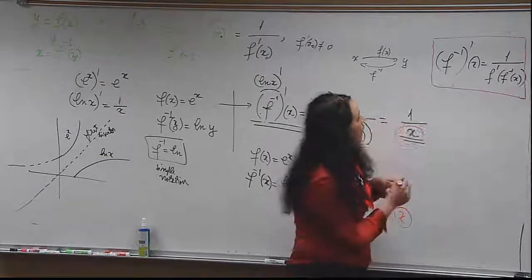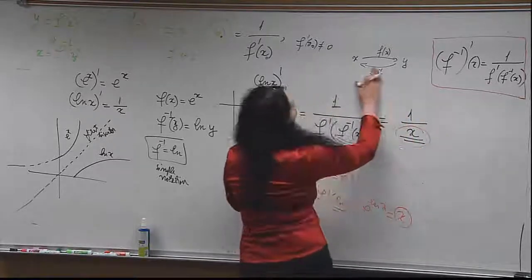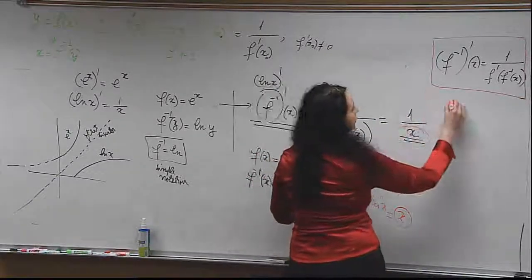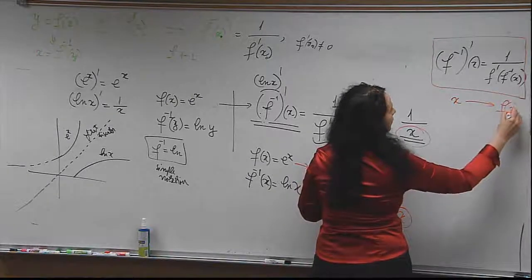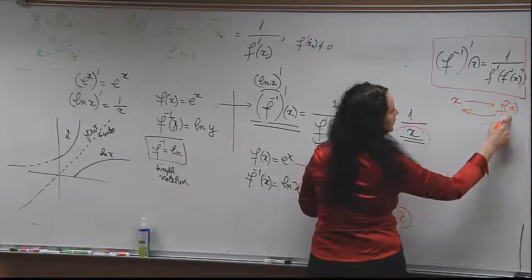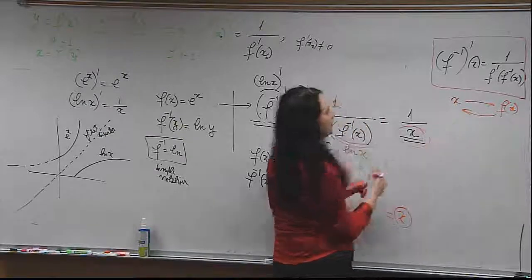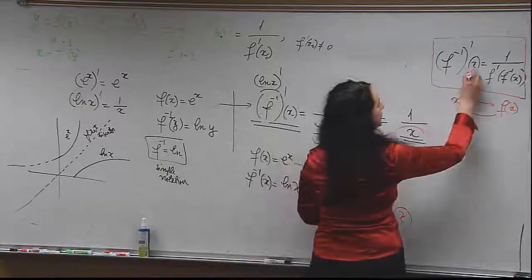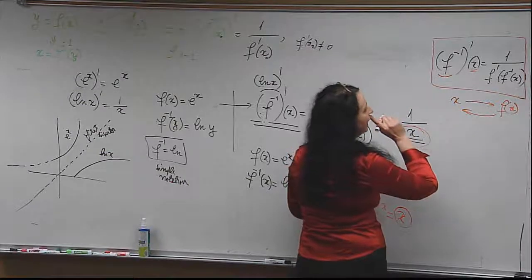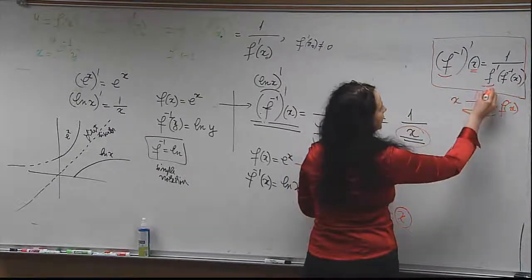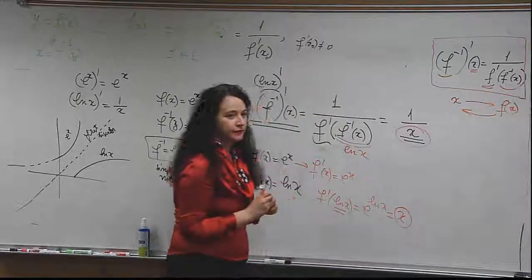Because you act on x, so if x is acting on, this is f of x, then you have to invert by acting on f of x, like this and like that. If x is in the domain of f inverse, that means what? That in the domain of f you have f inverse of x as an input.